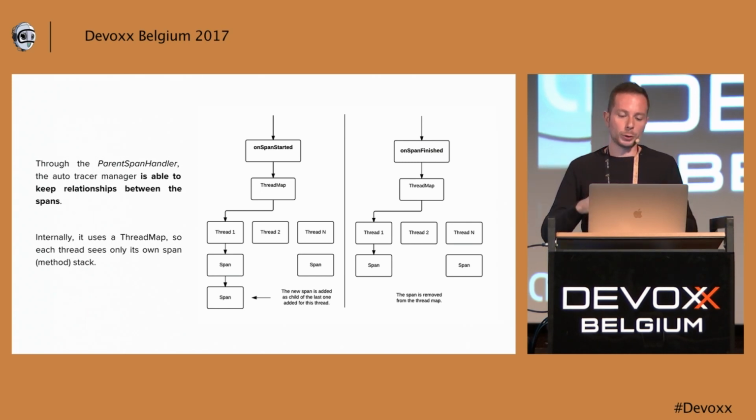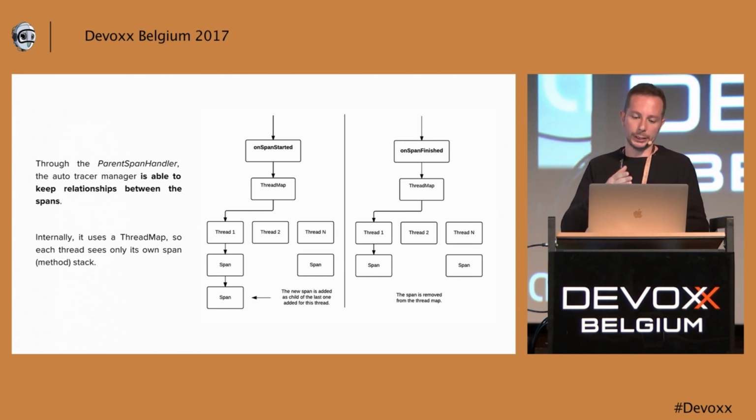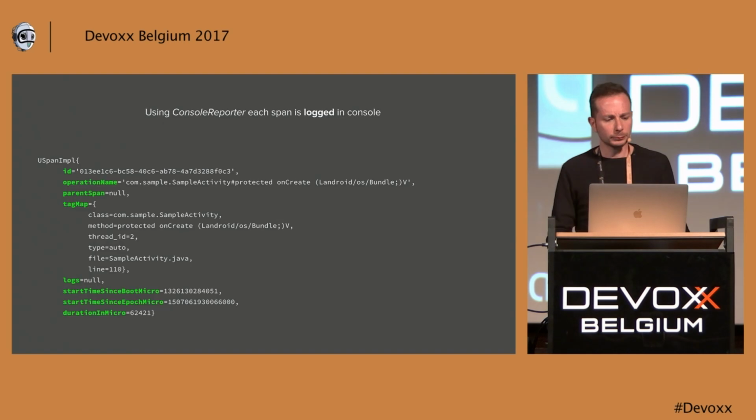And this is done through something that we call the parent span handler. Basically, the way in which this works is that we have simply a thread map, and inside this thread map, we keep a stack of the current opened span for that thread. And when the span is completed, we simply remove it from the stack. This way, we are always able to reconnect the span to the previous executed one.